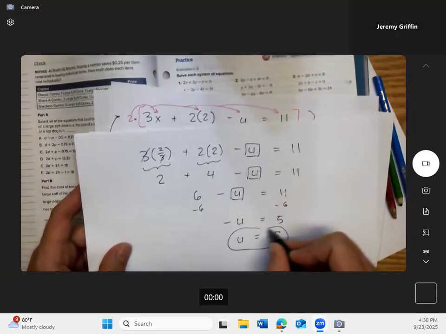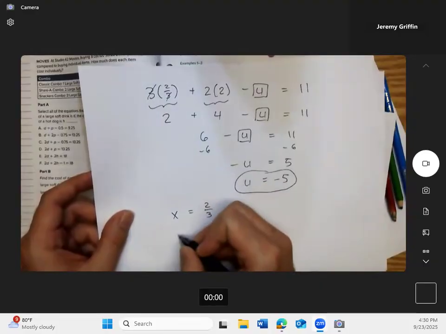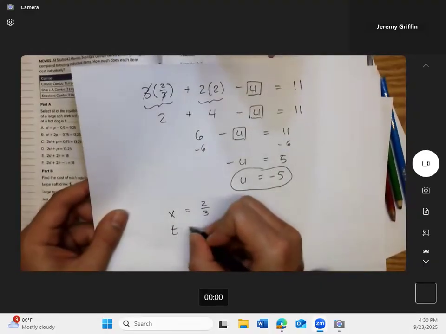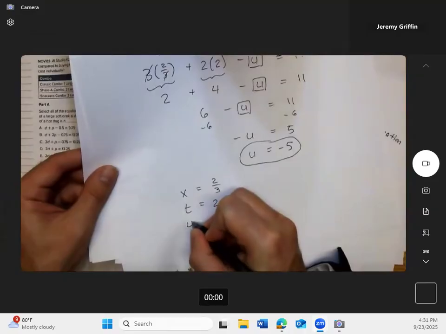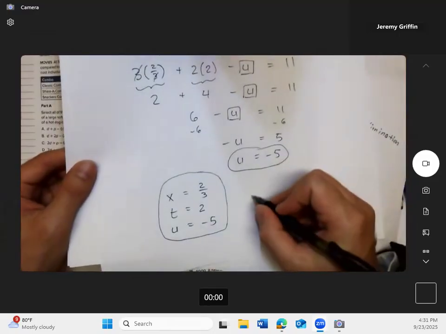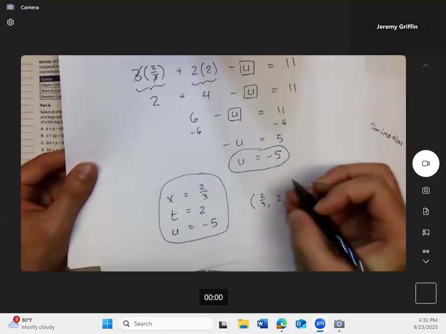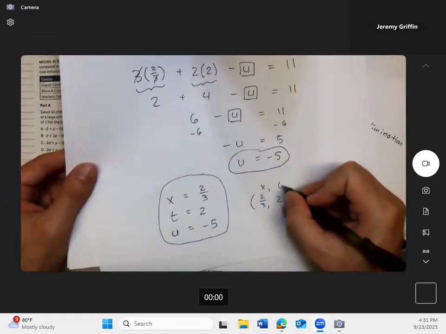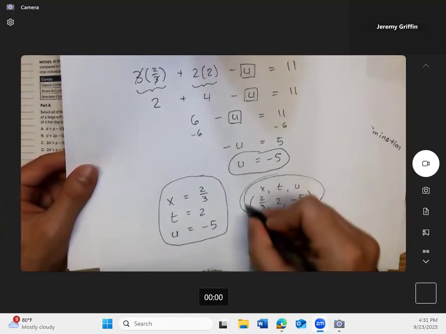All right, so now I know everything. So I got x is equal to 2/3. I got t is, what was t? I think it was 2, right? Yeah, t is 2. And u is -5. So as an ordered triplet, it would look like this: 2/3, comma 2, comma -5. And that would follow the x, comma t, comma u. They were calling it s, t, u. I just changed it to x. So you could also call it like that.